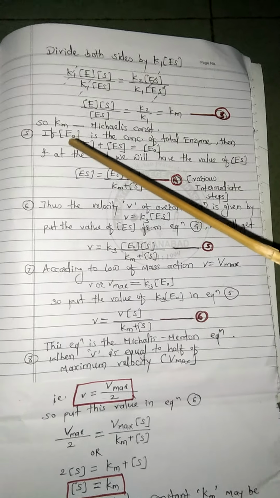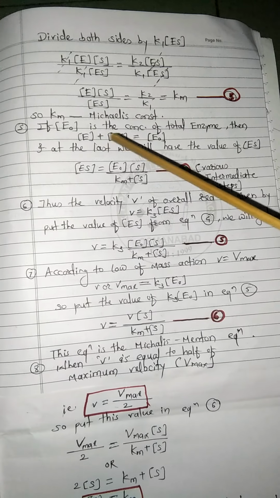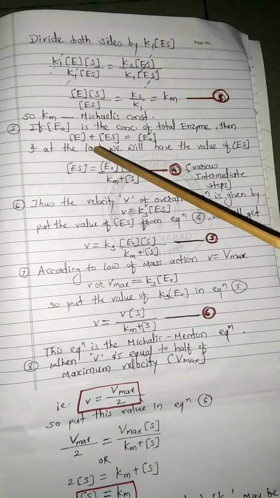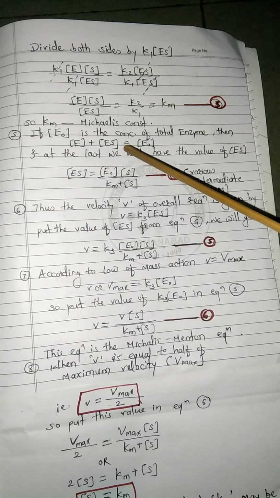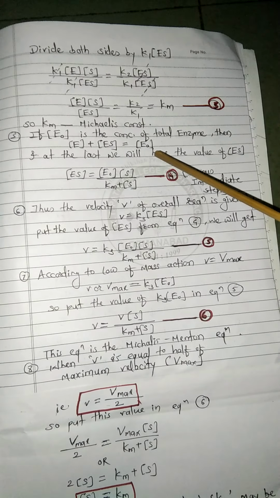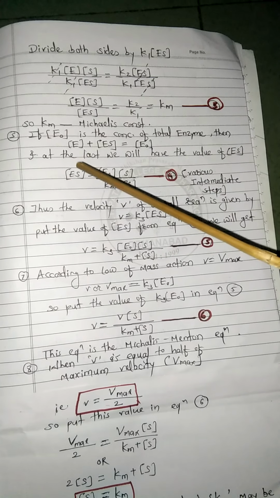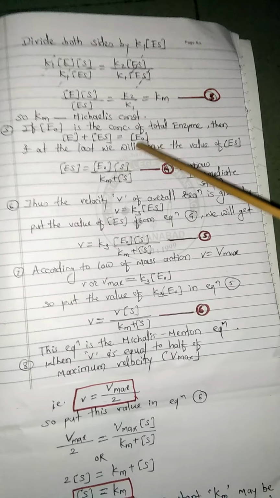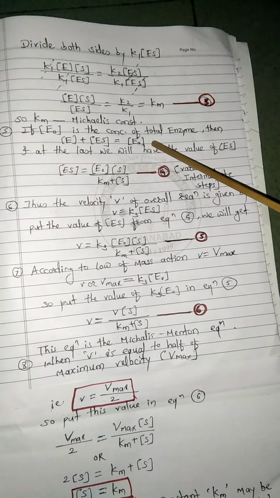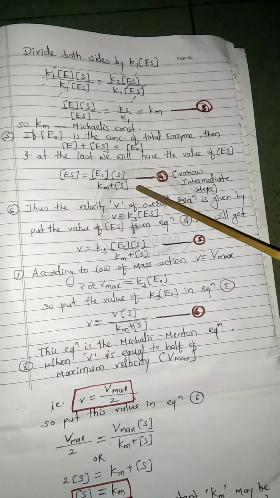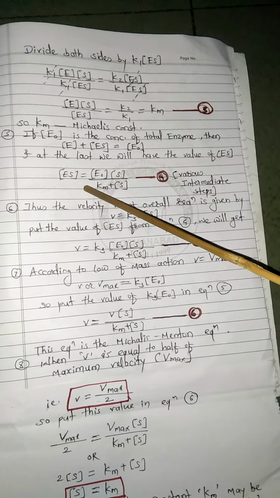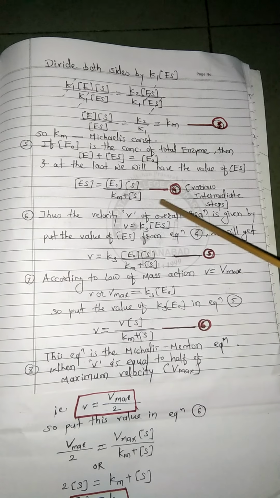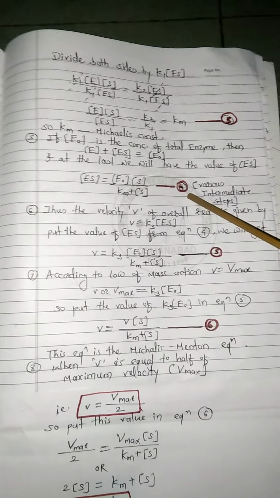The next, fifth point is that if E0 is the concentration of the total enzyme, then enzyme plus enzyme substrate complex is equal to E0, and at the last we will have the value of ES. After this equation there is a list of intermediate steps, and finally we get ES equal to E0 S over Km plus S. That is our equation four.